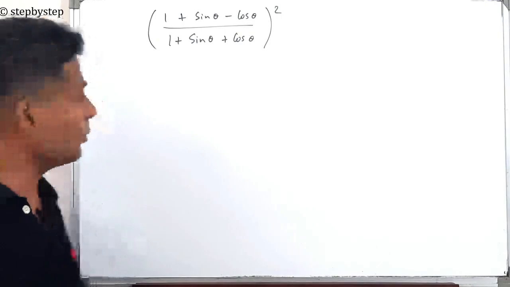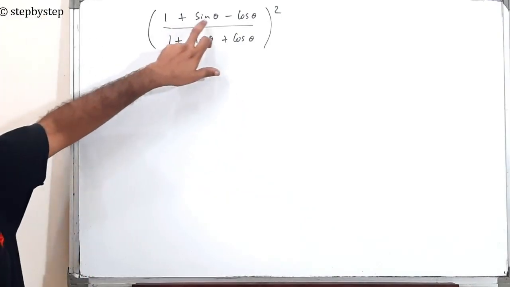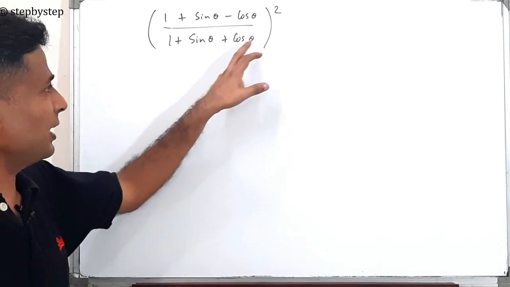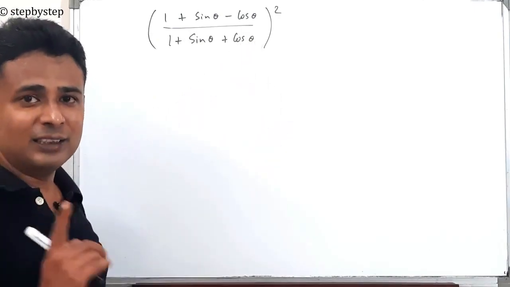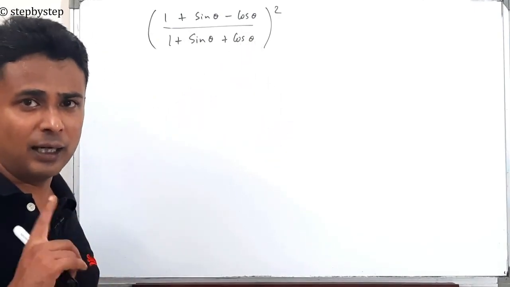Alright guys, now the next question. If you observe, again here it is something plus something plus something by something plus something plus something. Remember, it's not the same as the previous question, the earlier question that we had done.